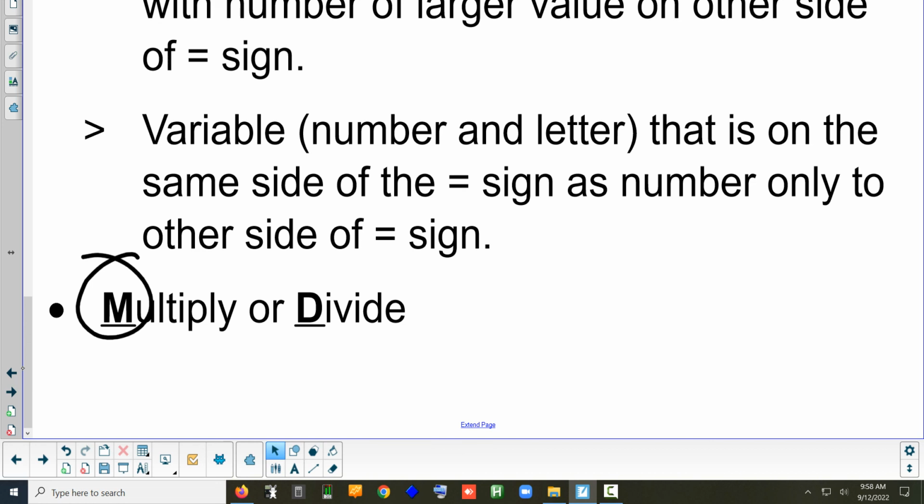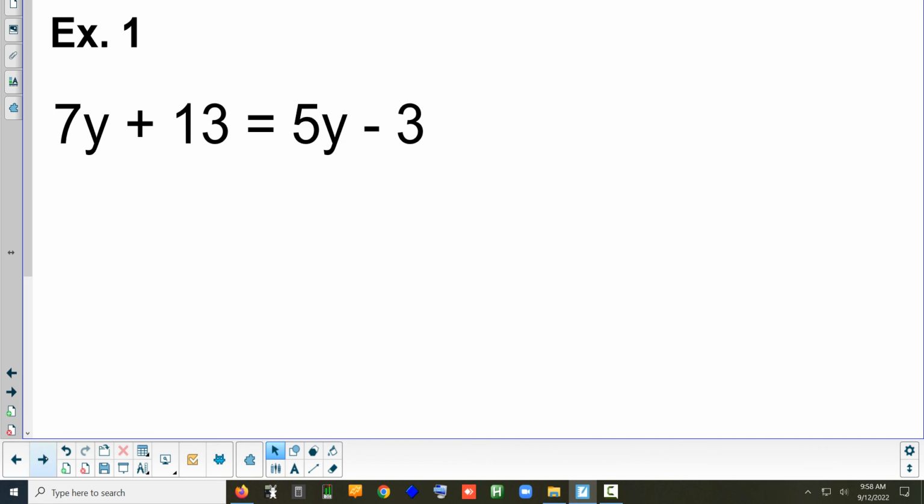Okay, so there's not really a lot of new steps, same steps we had before. We're just going to look at some problems that have variables on both sides. So let's start with this one. Now, if we want to get y by itself, the first problem we have to deal with is at least getting all the y's on the same side. Now, we can choose. Do we want to put all the y's on the right, or do we want to move them all to the left?